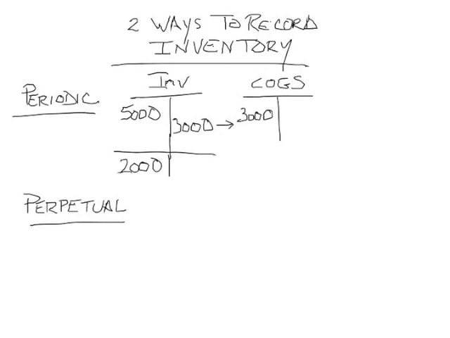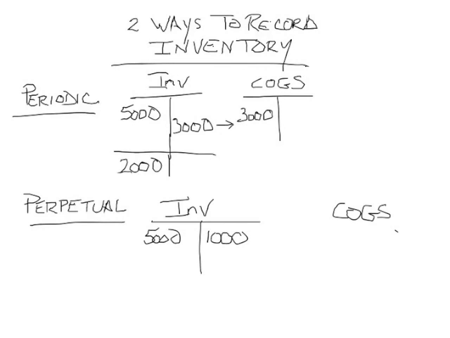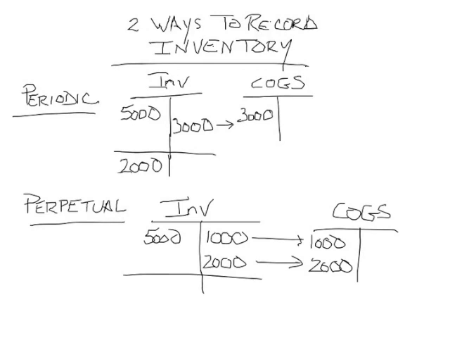Under the perpetual method, every sale is recorded as it happens. So in the same situation, you have 5,000 there, but then let's say you sell $1,000 worth of it. It is recorded immediately and goes to cost of goods sold immediately, right there. And then you may sell another 2,000, that's our 3,000 there. It will immediately go there. You keep a running total, so at the end you just sum up your debits and credits and see that you have, in this case, the same $2,000 left in your inventory.